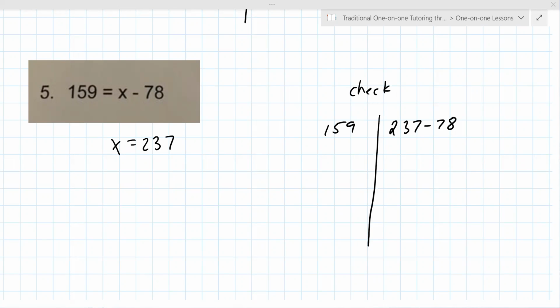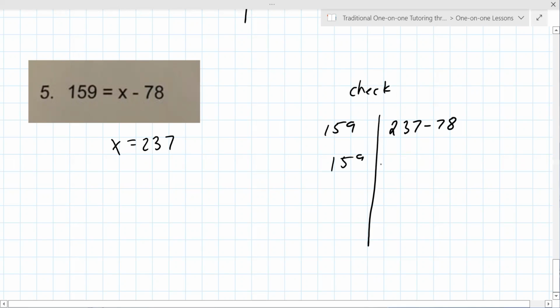I got 237. No, you should not get, wait, 230, sorry. You should get 159. Yeah, you should get 159. Very good. Okay.